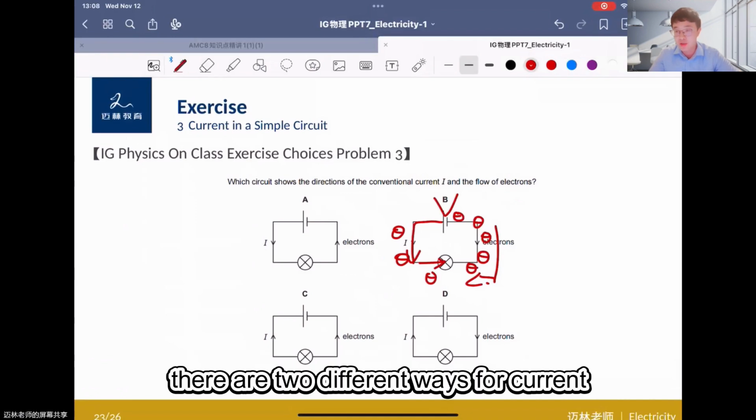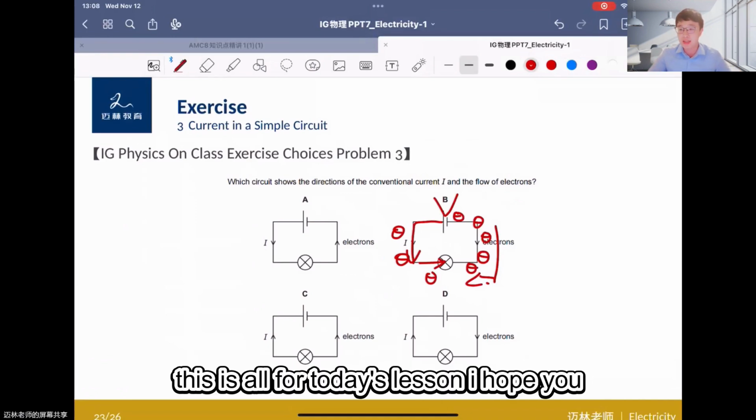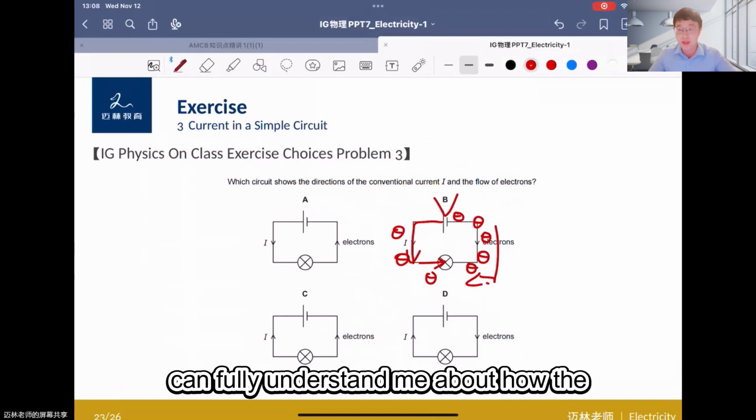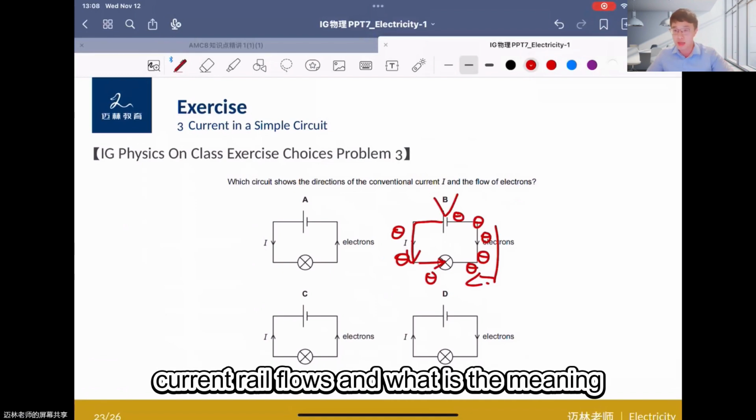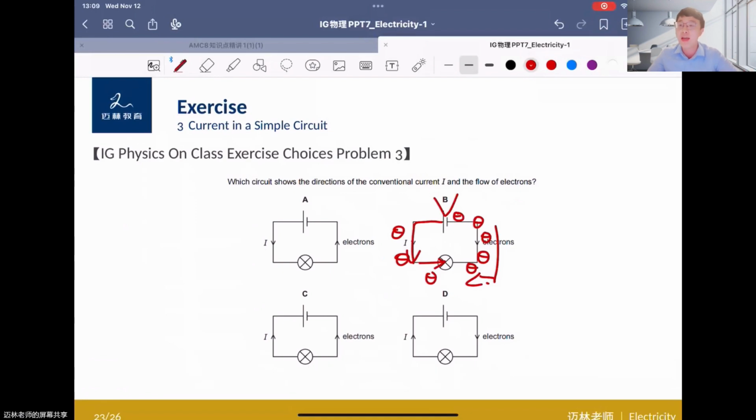So there are 2 different directions for the current moving, okay? This is today's lesson. I hope you can fully understand how the current flows, what the meaning of a circuit is, and how we can calculate the answer, okay?